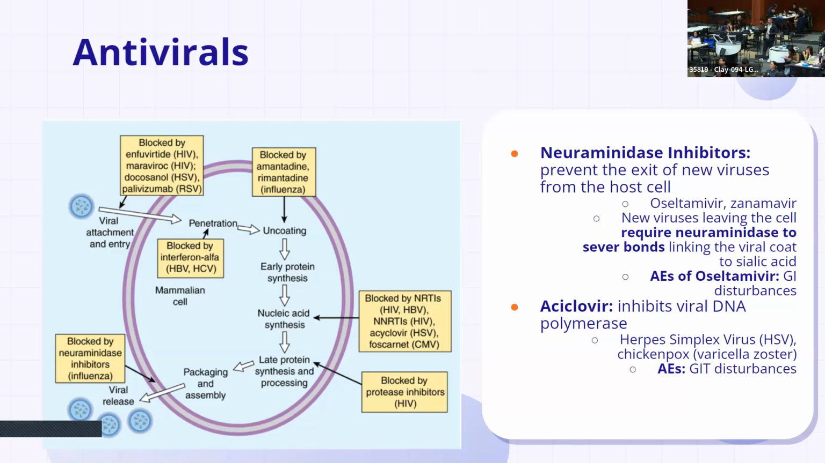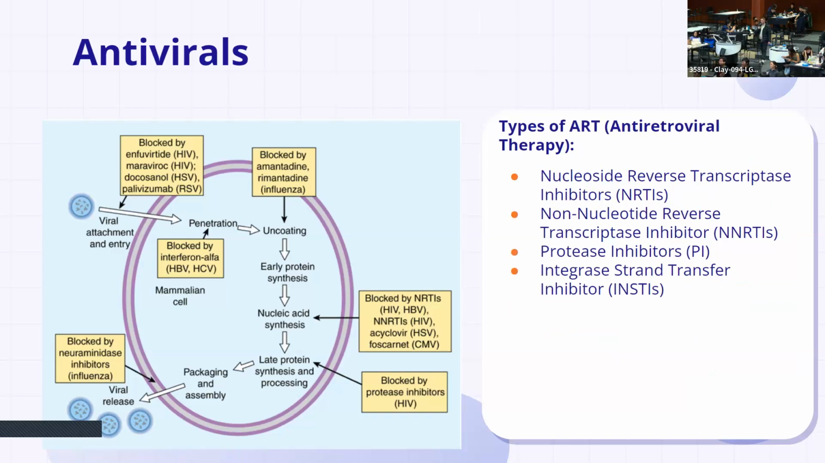The next one is for the herpes simplex virus or varicella zoster, so chickenpox and HSV. And this is our acyclovir, and it's inhibiting viral DNA polymerase.